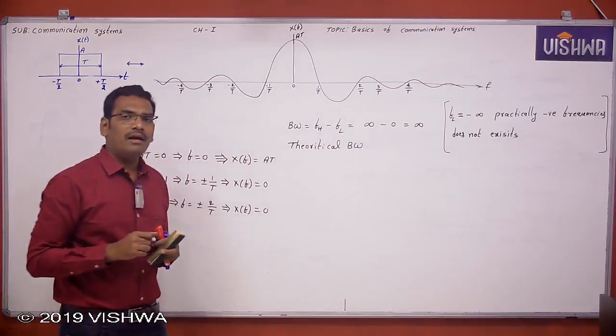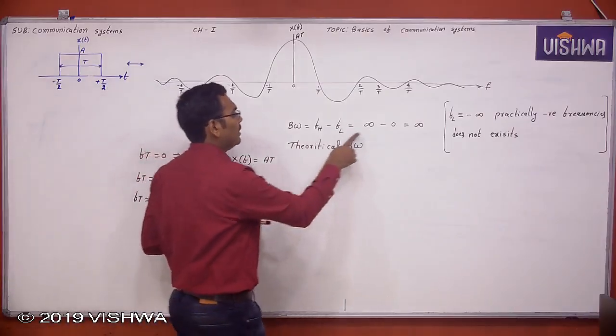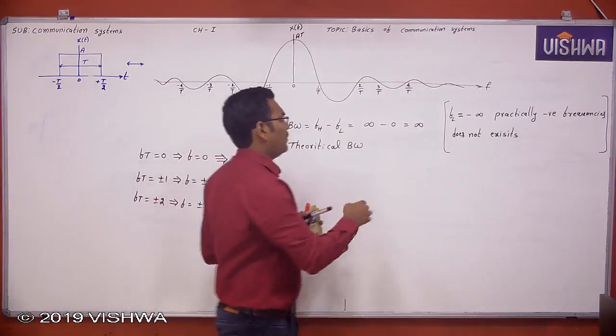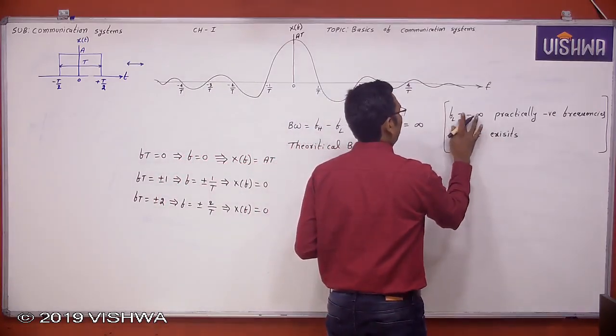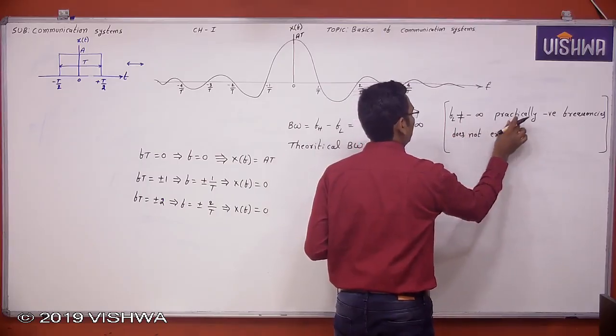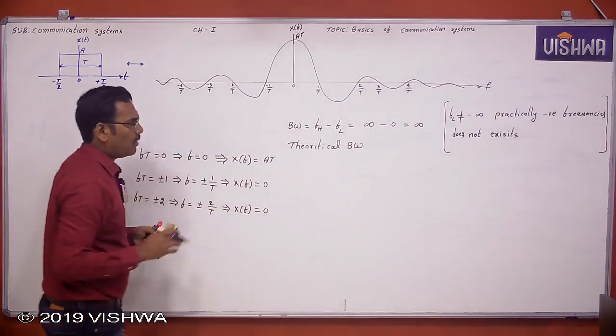So what do we want? I want a practical bandwidth and I want a finite bandwidth, right? But this is the infinite bandwidth, and this is what I call the theoretical bandwidth. And FL is not equal to minus infinity. You don't take minus infinity because practically negative frequencies do not exist. Okay, that is one point you remember.